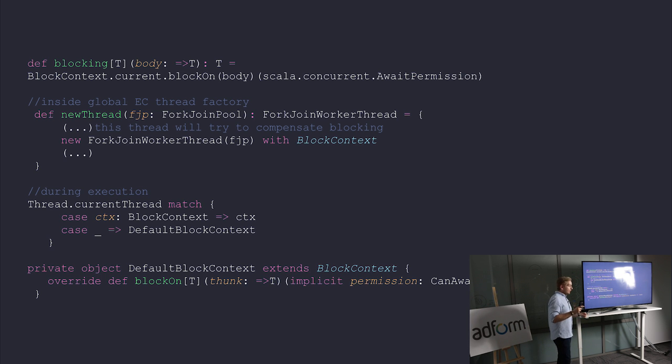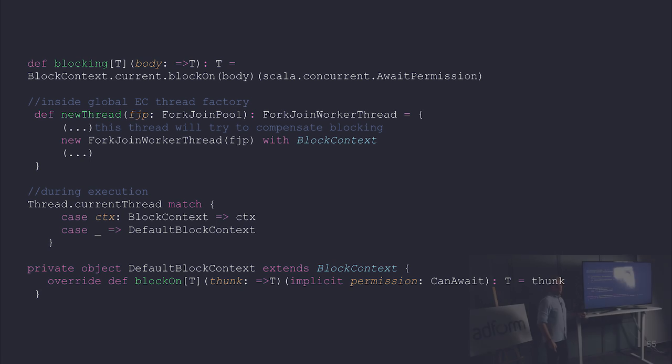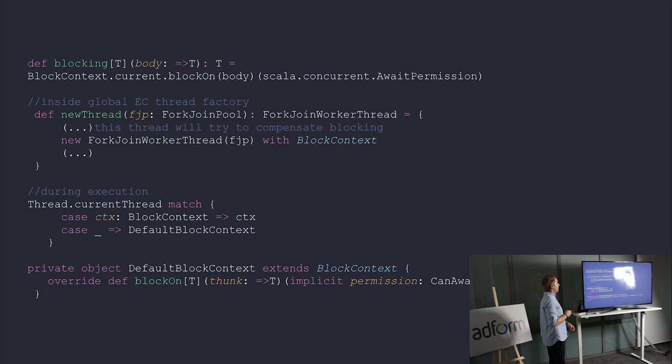If your executor is not global and is not marked with block context, then the default one is used. What does the default one do? Well, it does nothing. It actually just runs your computation. So if you are using your own execution context, not the global one, it doesn't have any support for the blocking thing. So if you're doing blocking, you need to do it on the global one, or you need to create your own thread factory. Well, I wouldn't recommend that probably.